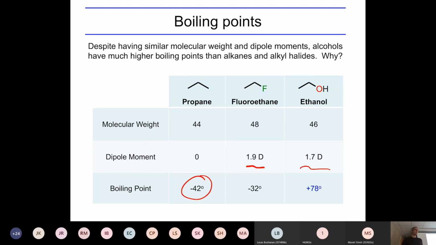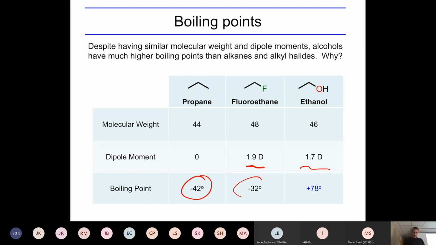Propane, minus 42, very low boiling point, very weak intermolecular forces because all it has is dispersion and it's very small. So it doesn't have very many electrons, so the dispersion forces are quite weak. The other thing, which we didn't talk about when we talked about intermolecular forces, is something called polarizability, which means atoms that are further down the periodic table have stronger dispersion forces because their electron clouds are squishier.